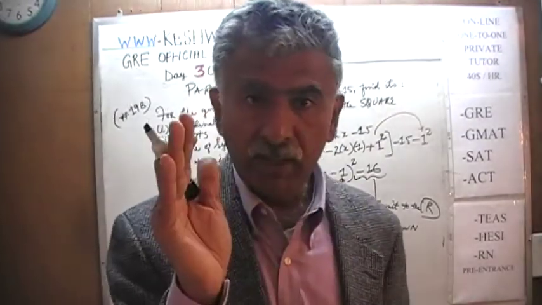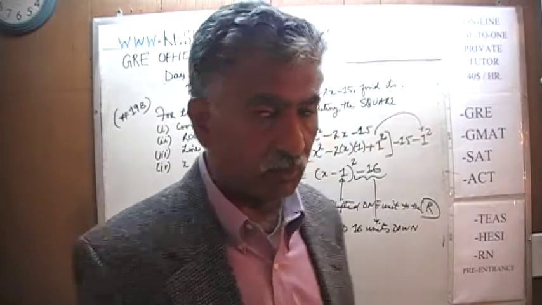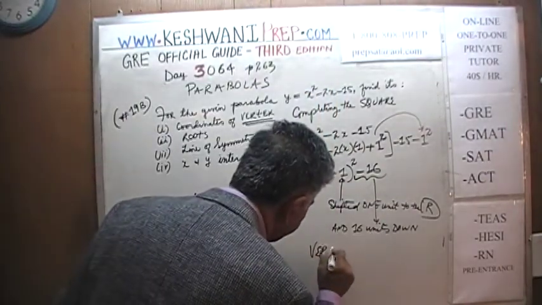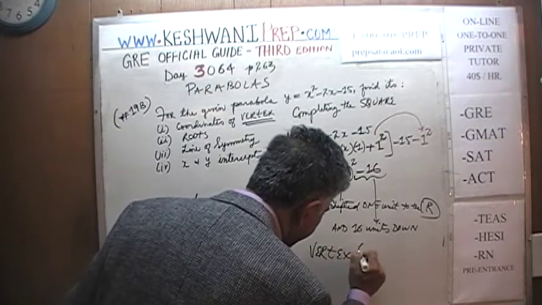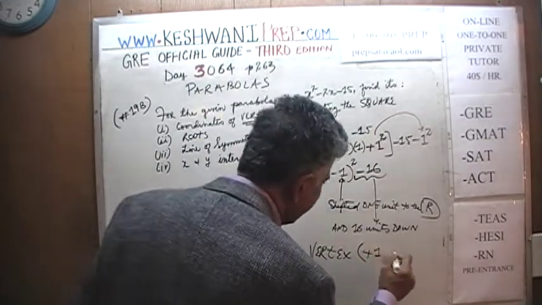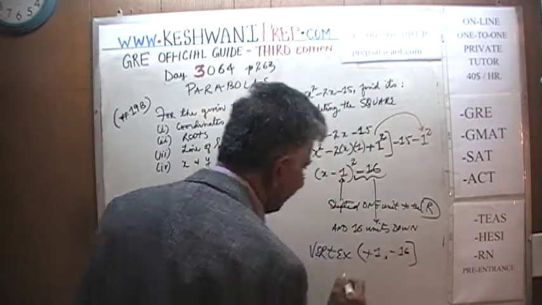Well, if it's shifted 1 unit to the right and 16 units down, we have the coordinates of the vertex. These are the coordinates of the vertex here. The vertex, because of the fact that it shifted 1 unit to the right, is positive 1, and 16 units down is negative 16. There we go.